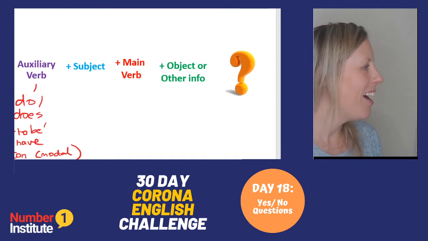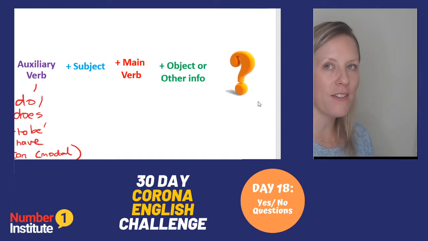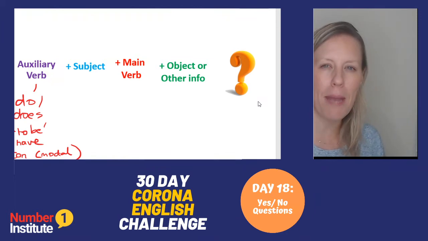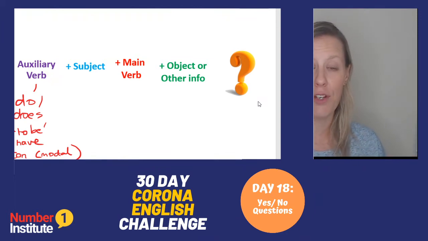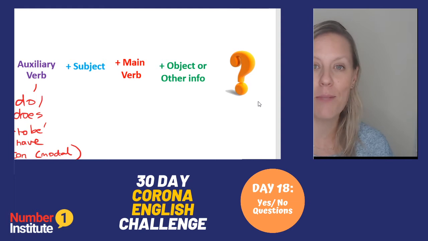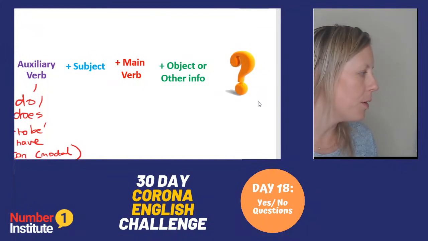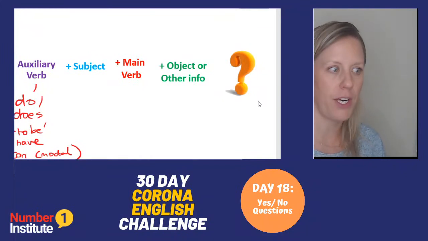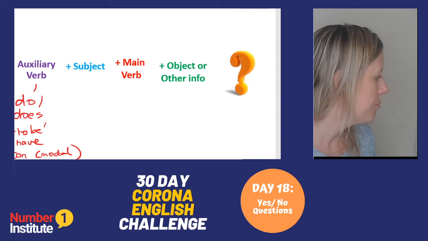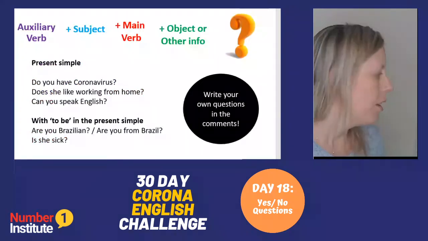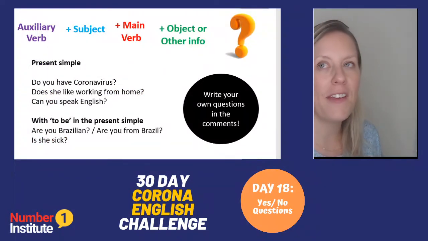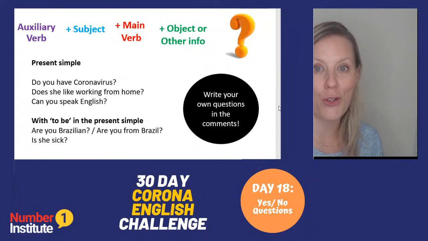Okay. All right, and then we have the subject, then we have the main verb, and the main verb are all the action verbs. So, smile, play, eat, sleep. All of these are the main verbs, and then we have the object. So remember, as we go through the examples, you can write your own sentences, your own questions in the comments.